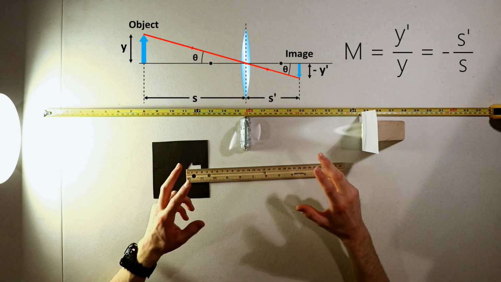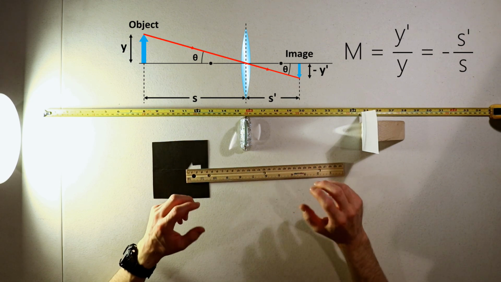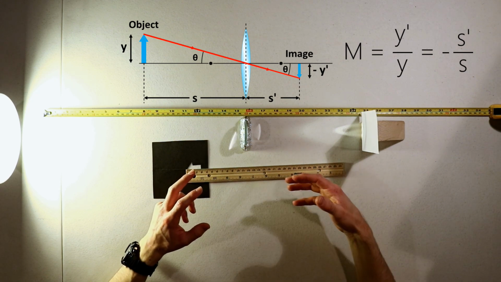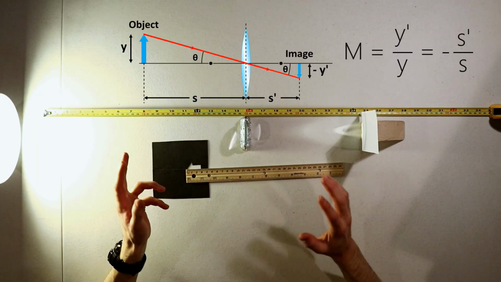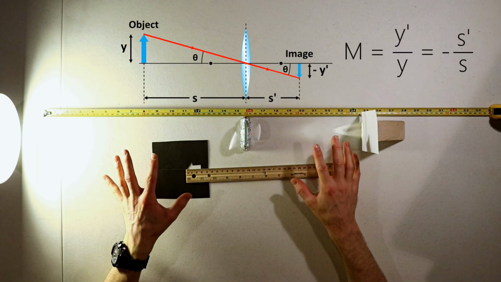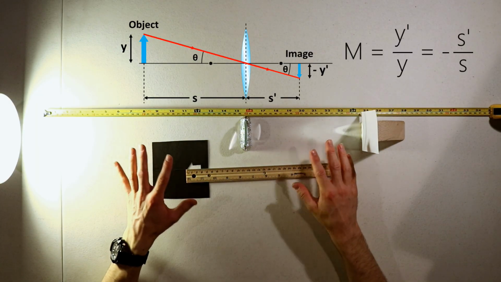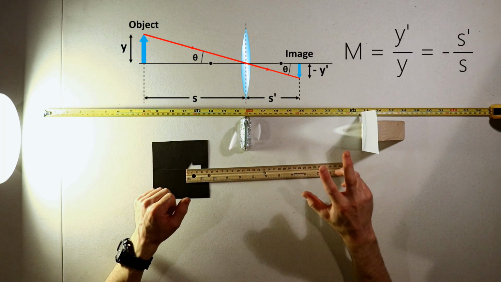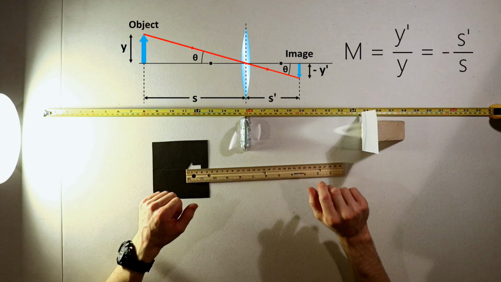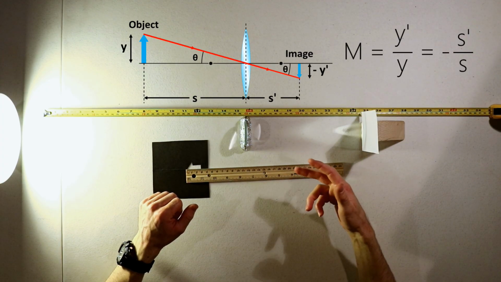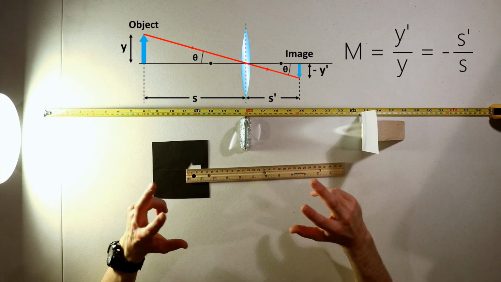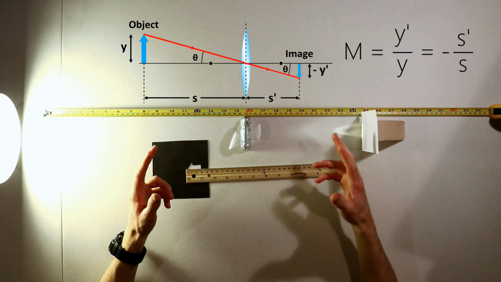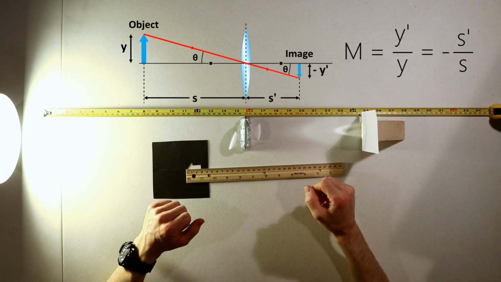Just to note, the magnification should come out negative, and that's because the image is flipped upside down. In the case of the object and image distance, s and s prime, you could just use the positive values that we measured for that because the negative is built into the formula. But for the image height, you need to use the negative of that value because the image is flipped upside down. So you'd have a negative image height divided by a positive object height, and then together that makes a negative magnification. And that's it.